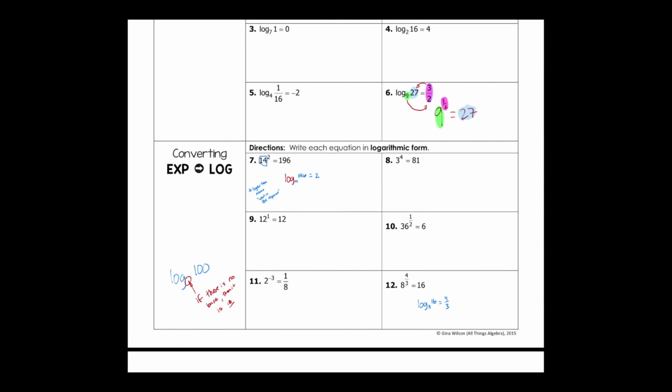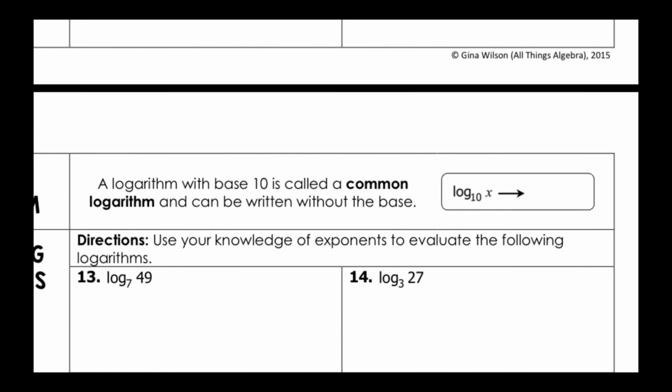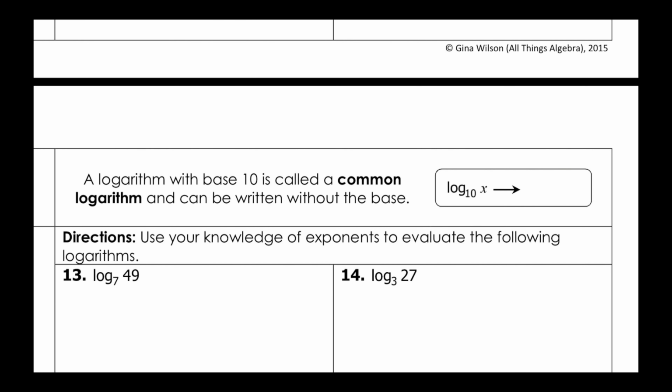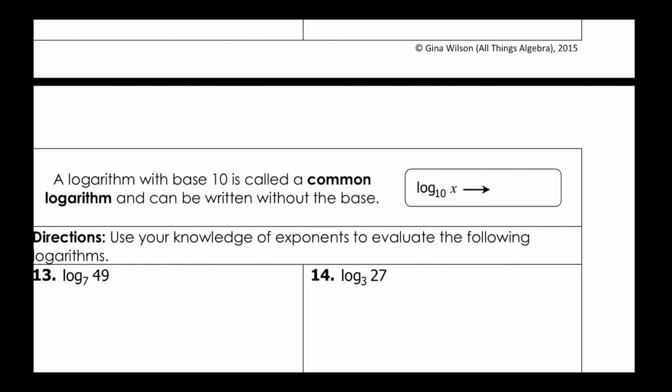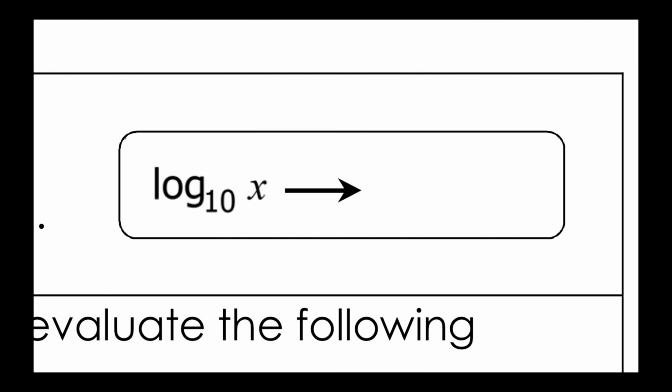All right, next page. Just what I was talking about, what's called a common logarithm. A logarithm with base 10 is also called a common logarithm and can be written without the base. So if you have this, log base 10 of x, you can just write log of x. It's the same thing. You don't need to put that 10 here. It's kind of like that 1 in front of the variable. You can put it there, but you don't have to.